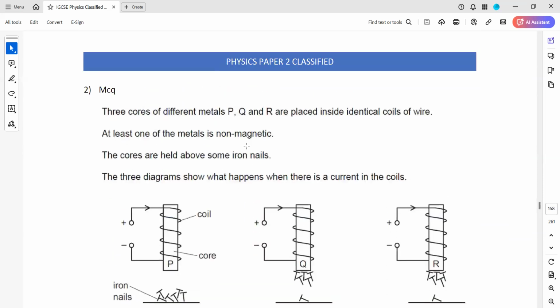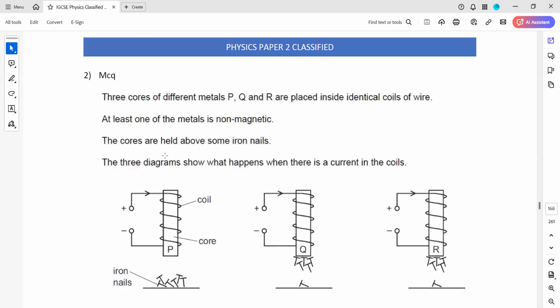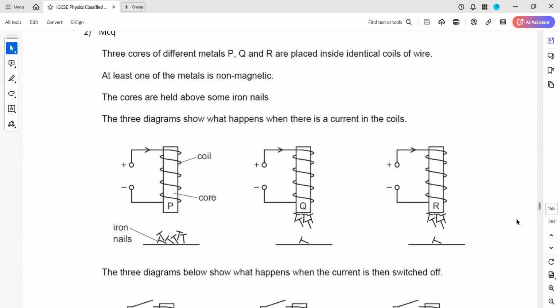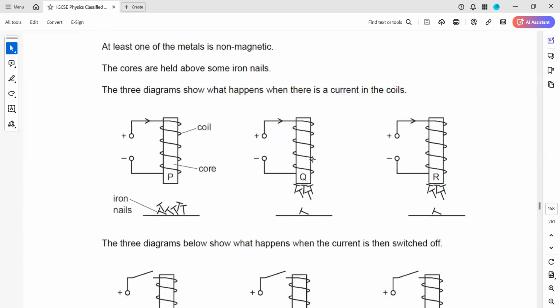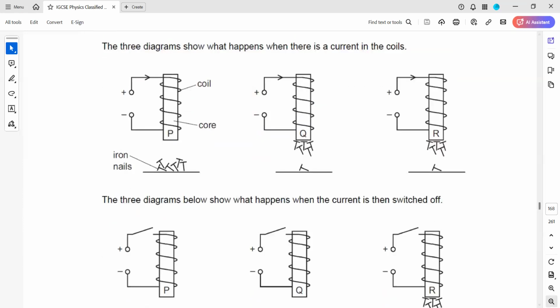In question 2, three cores of different metals P, Q, and R are placed inside identical coils. At least one of the metals is non-magnetic. The cores are held above some iron nails. The three diagrams are there. A similar question.